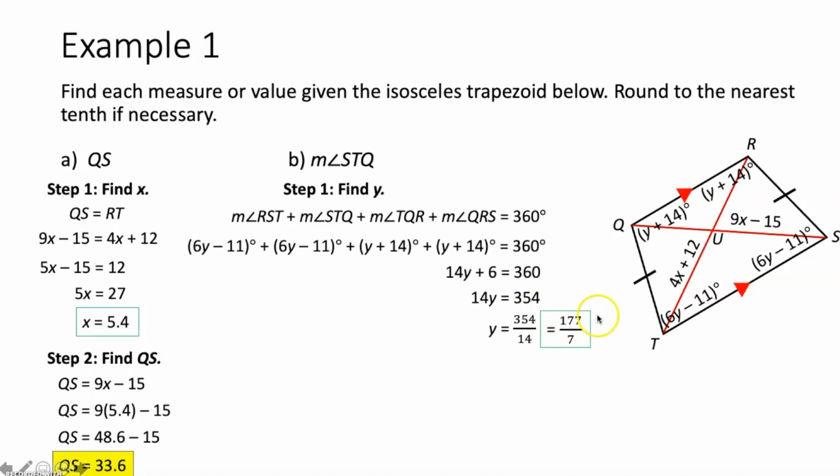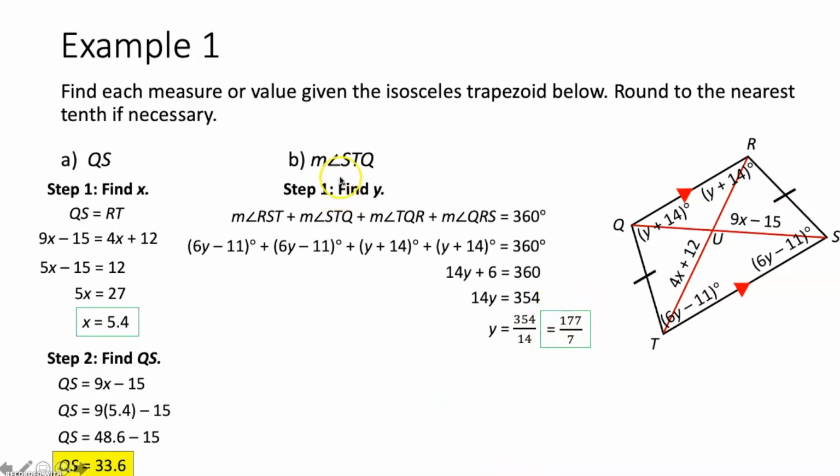Now notice, I did not round this to the nearest tenth. You only round your final answer to the nearest tenth. Here, that would be the measure of angle STQ. So what we're going to do is keep this as exact as possible until the very end. That's when we're going to round. If you round too early, you'll get the wrong answer.